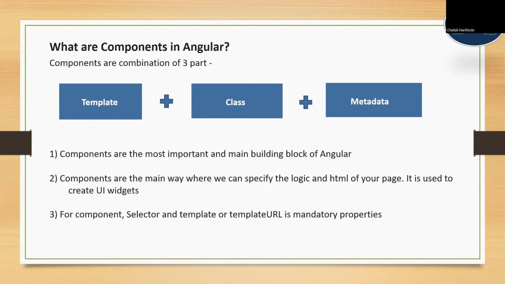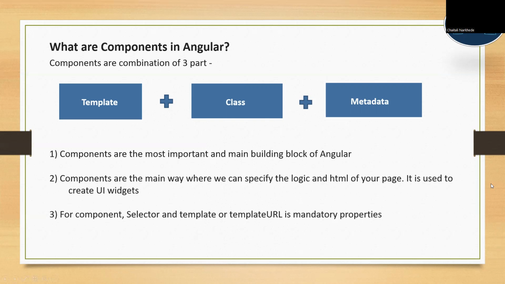Also, if you want to perform some hide and show functionality depending on some condition, that method should be written into the class. Metadata: a component has metadata attached to it. We can define metadata using the @Component decorator. Components are the most important and main building block of Angular. Components are used to create UI widgets and contain the logic and HTML of your page. For components, two properties are mandatory: selector, and template or template URL.